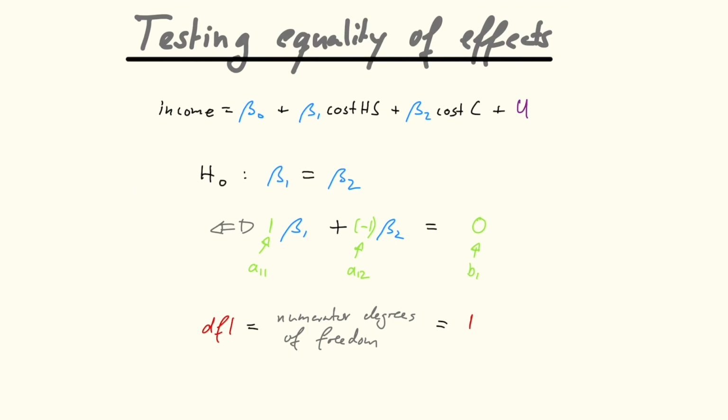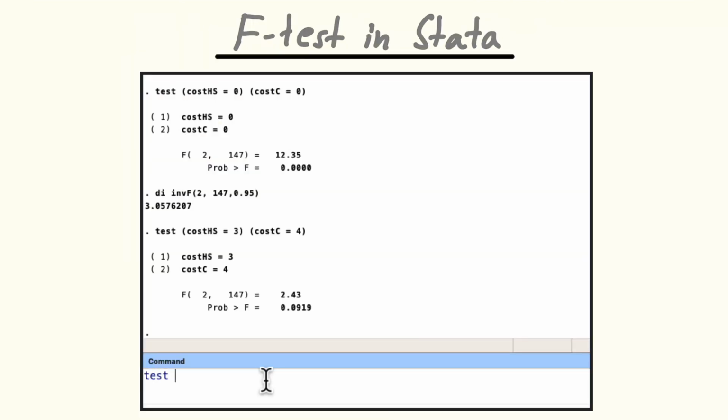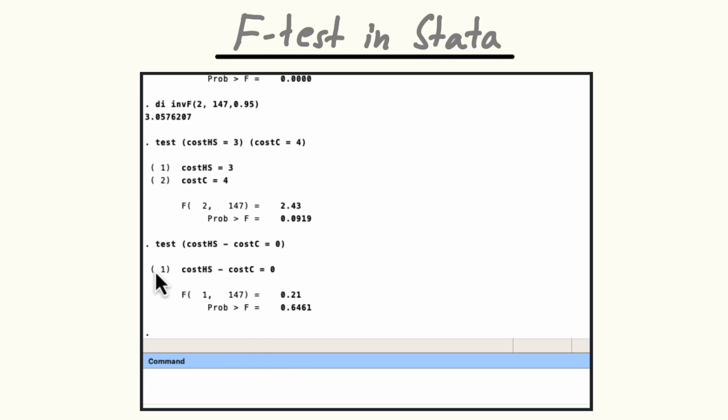Let's implement the test in Stata. We want to test the hypothesis that the coefficient on cost high school minus the coefficient on cost college is equal to 0. Again, Stata repeats the null hypothesis to us, computes the critical value. Now we have only one numerator degrees of freedom. This means we cannot use the critical value that we computed above here. We have to change the numerator degrees of freedom to 1. The denominator degrees of freedom stays the same.